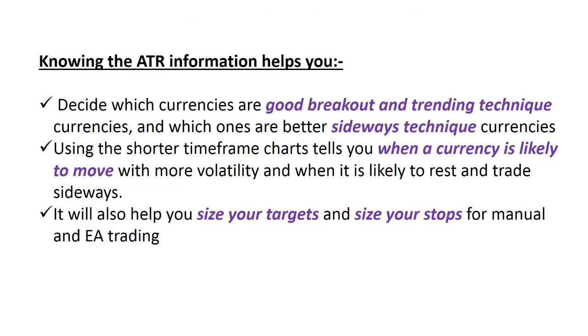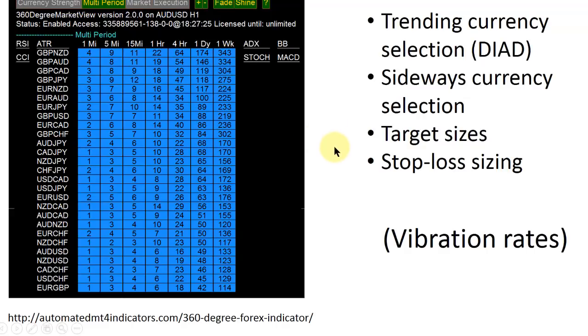All right, so what does the ATR help you with? Firstly, it helps you decide which currencies are good breakout currencies and trending currencies. For instance, we have a technique called the double in a day technique. It's a technique where you can double your Forex trading account in 1 day on one trade. Now, it makes common sense that if you're using that technique, you want a volatile currency that will trend quickly during that particular day. So you'll be selecting from the very top of this one, and that will provide you with a trend that will double your account in 1 day.